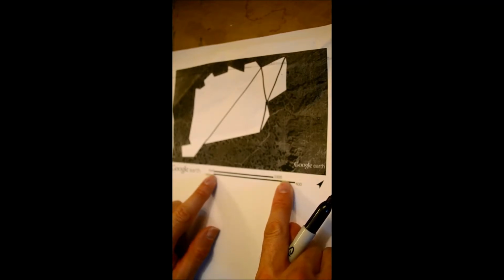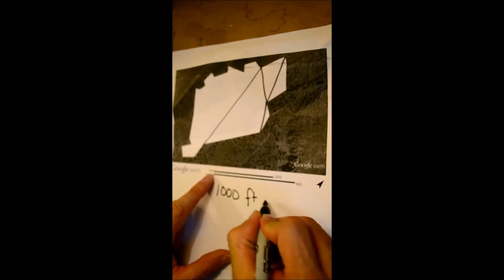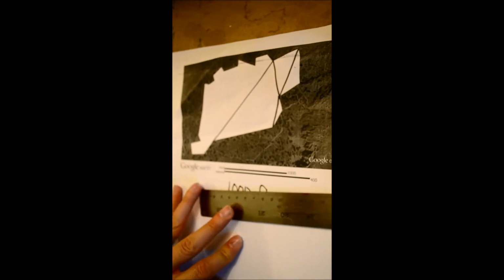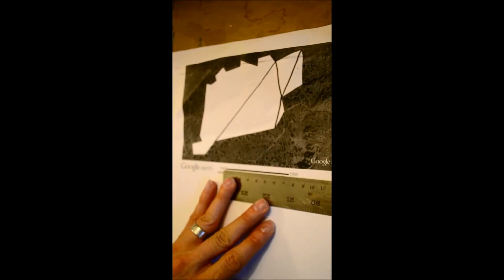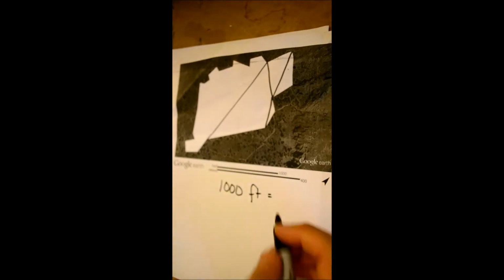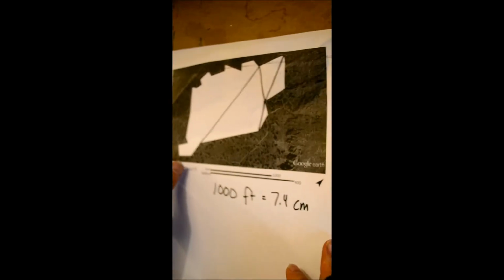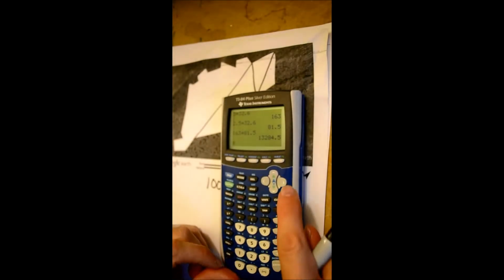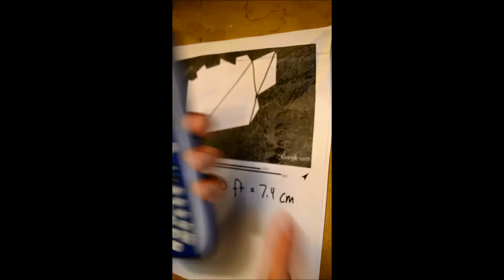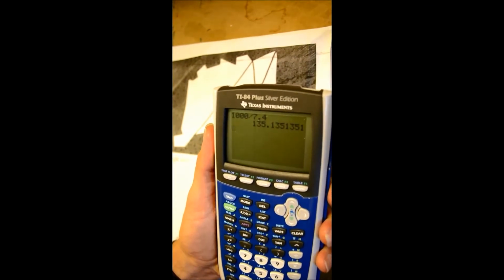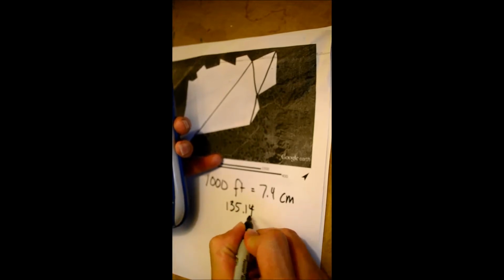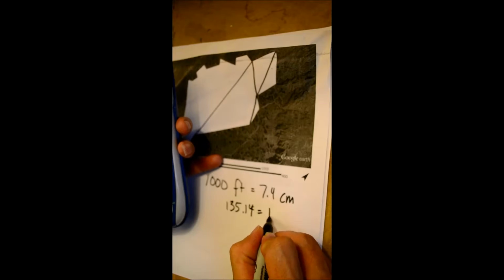1,000 feet is equal to 7.4 centimeters. All right, and the kids should be able to figure out using a calculator that that means for every centimeter, if you take 1,000 divided by 7.4, you have 135.14 feet for every 1 centimeter.